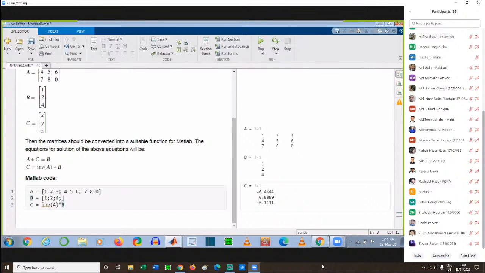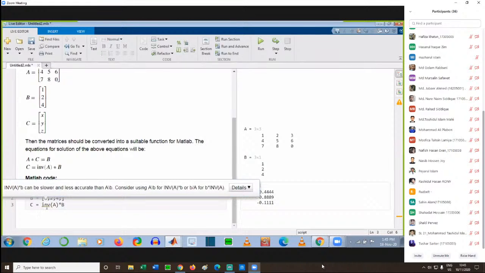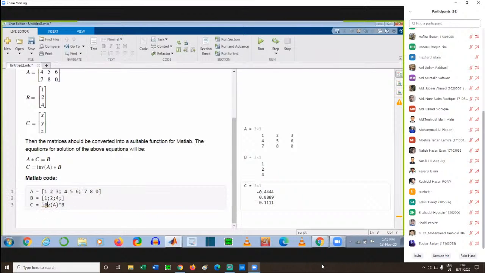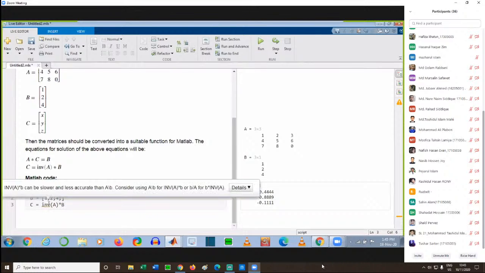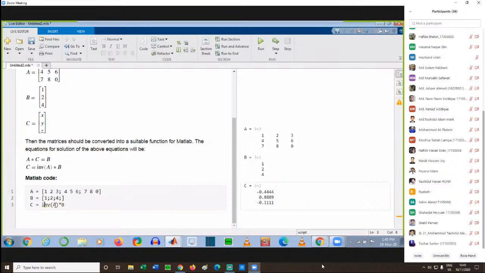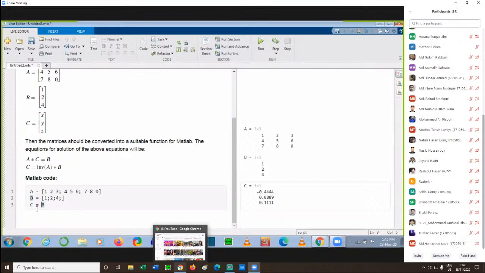Okay, so that is, I think, okay. What is this sign saying? Inverse of A can be slower or less accurate than A by B. Considering A by B for inverse of, or B by A. Nowadays it happens. Okay, they are saying maybe it is less accurate. Okay, let's write B by A. What will happen? Maybe it will solve by writing B by A.